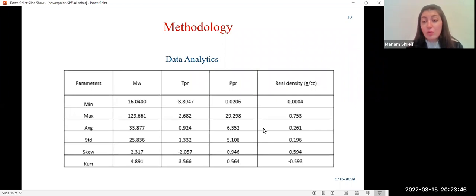The minimum value in our data set for the gas density was 0.004 gram per centimeter cube. The maximum was 0.753, and the average was 0.261. The standard deviation was 0.196, so the data is clustered near the mean. The skewness was 0.594, so the data is slightly skewed. And the kurtosis was minus 0.593. So the data set is close to a normal distribution, we can say.